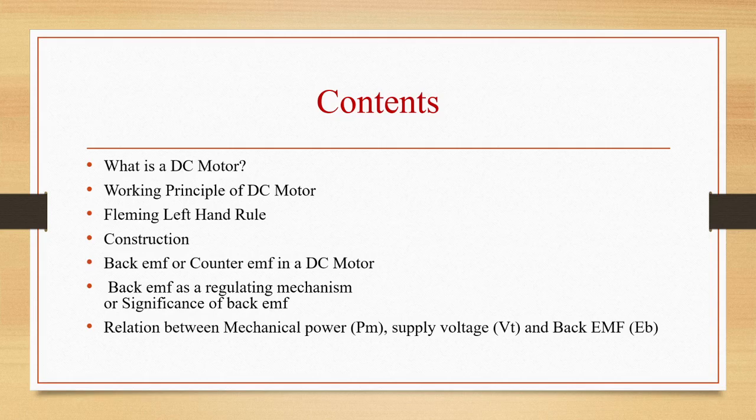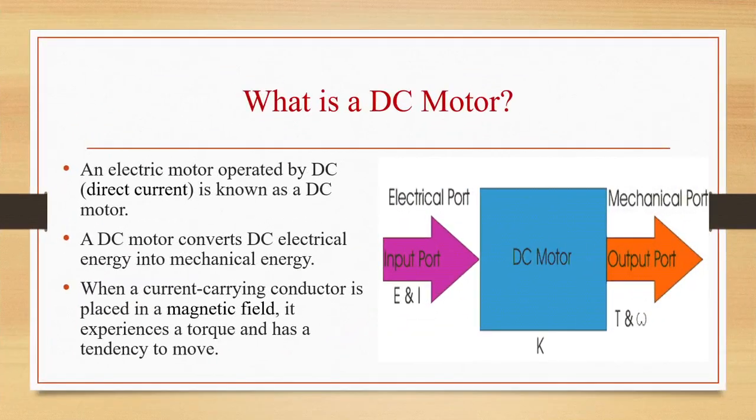So in previous classes we have seen the equivalent circuit of a DC motor, and also we have seen the characteristics of various types of DC motors. So let us start our topic. What is a DC motor? An electric motor which is operated by a direct current is known as a DC motor.